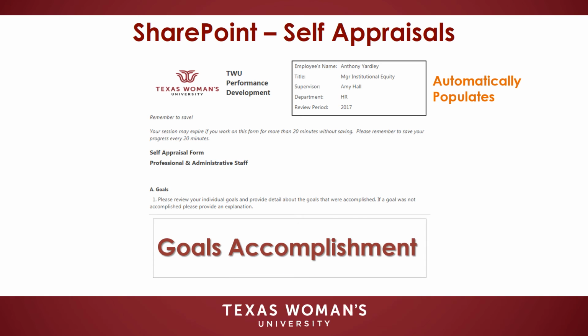The first question on the very top of the self-appraisal is the question that was added a year ago about goals. It says, please review your individual goals and provide detail about the goals that were accomplished. If a goal was not accomplished, please provide an explanation. Also keep in mind when completing this form, it's very important in SharePoint to save every 20 minutes. A good option is also for employees and supervisors when preparing answers to prepare it in Word and then copy and paste into SharePoint.